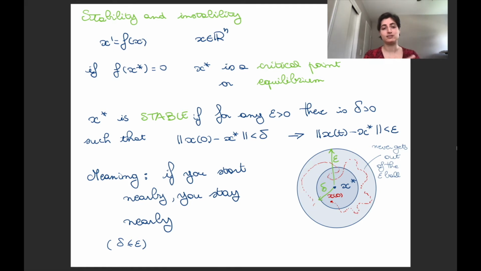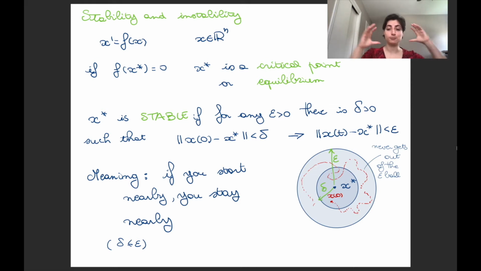So we say that x star is stable if for any ball of radius epsilon around x star, there is a ball of radius delta, such that if you start inside the ball of radius delta, you stay in the ball of radius epsilon. If you start nearby, you stay nearby. So you can start inside the ball of radius delta, and you can swing around, but you're never getting out of the ball of radius epsilon.